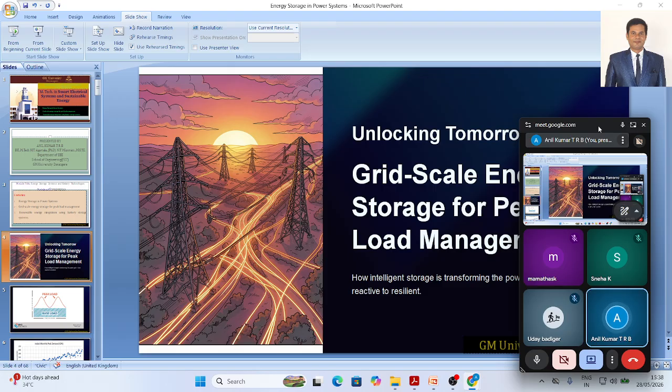Storage system. Sir, energy storage system. No, energy storage system has come recently, right? So before that, how were they going to satisfy the loads?